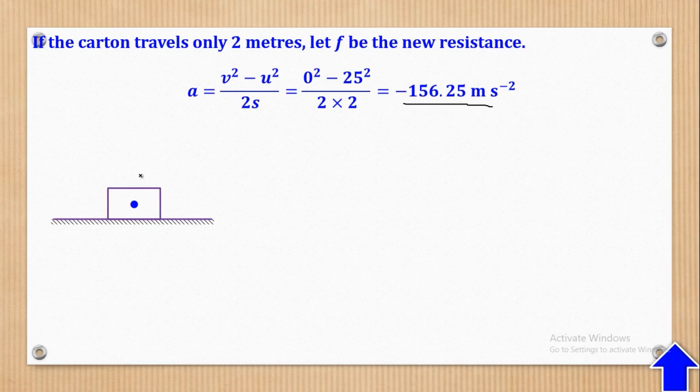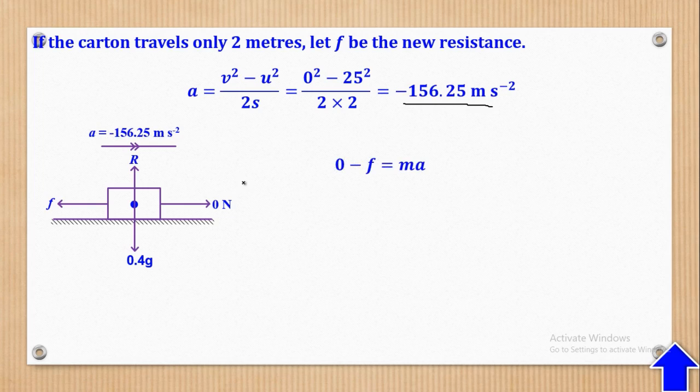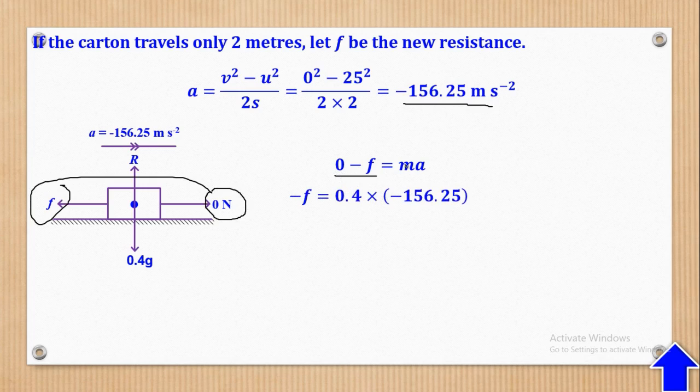So there is a weight of 0.4 g, and because of this weight there will be no more reaction, and therefore the forward force is 0, but the resistance is F. Then the direction of motion is to the right, and it has an acceleration of negative 156.25. Therefore, when I use F equals ma, the resultant force will be 0 minus F, and that is equal to ma. But I know my m is 0.4 and my acceleration is negative 156.25. So 0 minus F is the same as negative F.